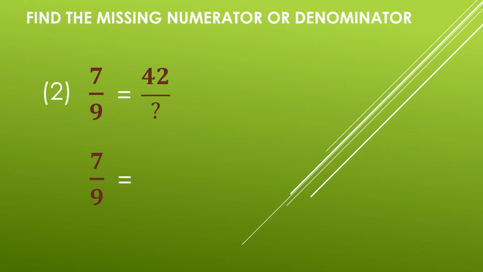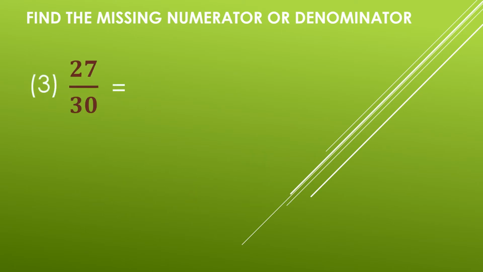Okay, now tell me which number will you multiply to 7 to get 42 in numerator? Yes, 6 because 7 6s are 42. So we multiply the same number in denominator also. 9 6s are 54. So we write 54 in the denominator. Let us solve one more question.